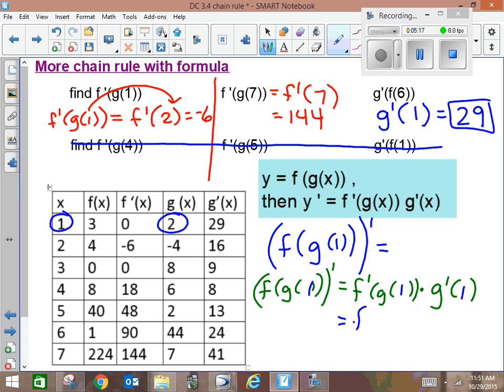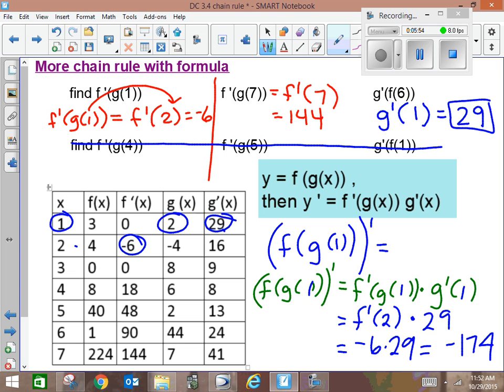All right, so f prime at 2 times, what's g prime of 1? There's g prime of 1 right here, so that's 29. Don't write g prime again because g prime of 1 is 29. Okay, what's f prime of 2? Negative 6. Because here's 2, f prime of 2 is negative 6. Negative 6 times 29 is negative something? 174. Sounds good. Okay?